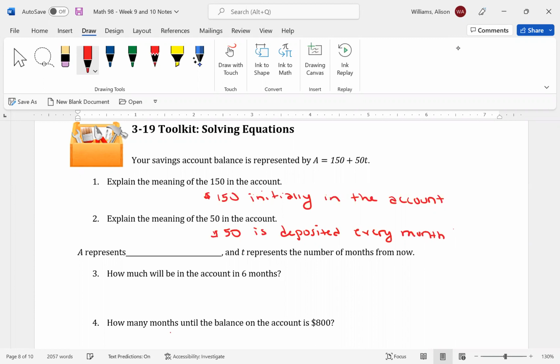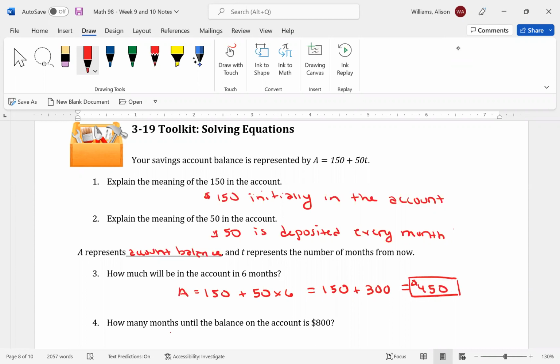All right. So A is representing the account balance. T represents the number of months from now. So how much will be in the account in 6 months? Basically, if I plug in 6 for t, I could take 50 times 6, which is 300, plus that 150, that's going to be 450. So there's going to be $450 in 6 months.